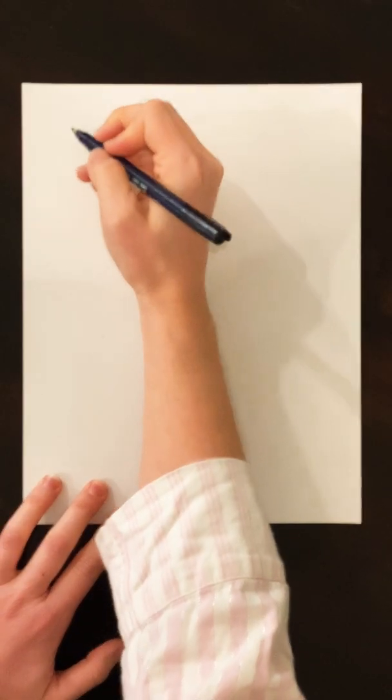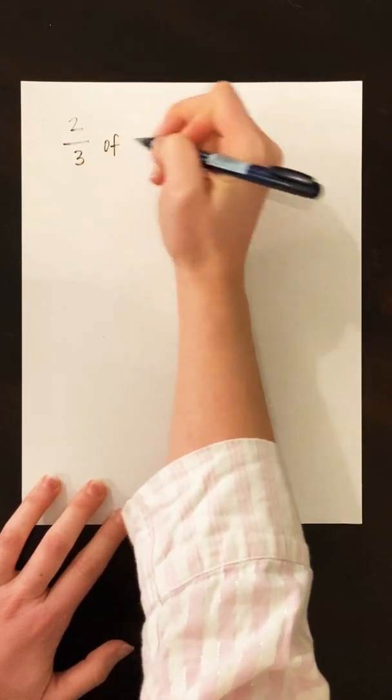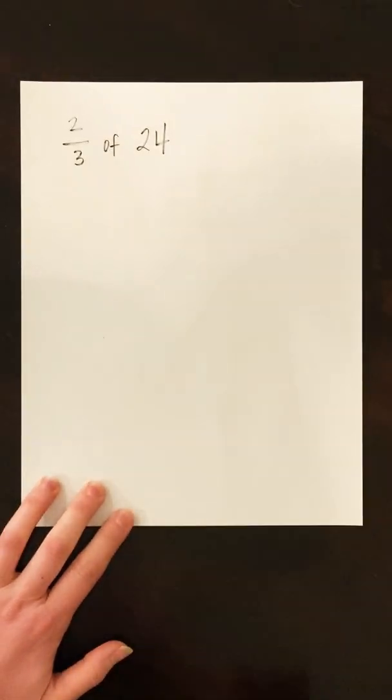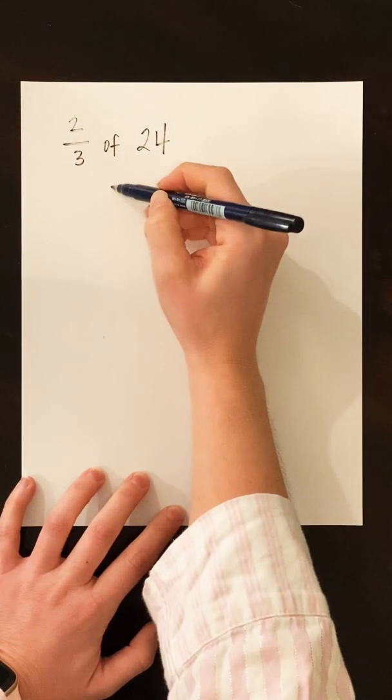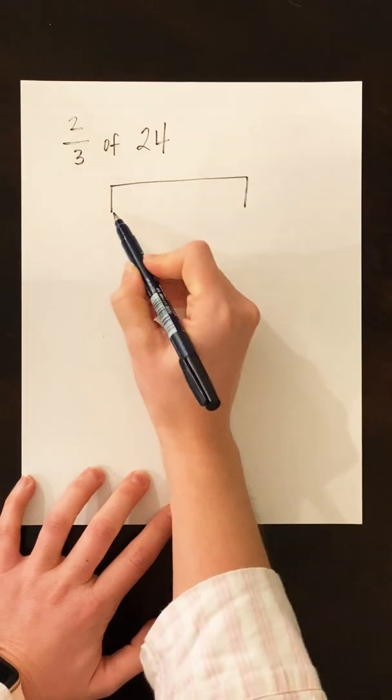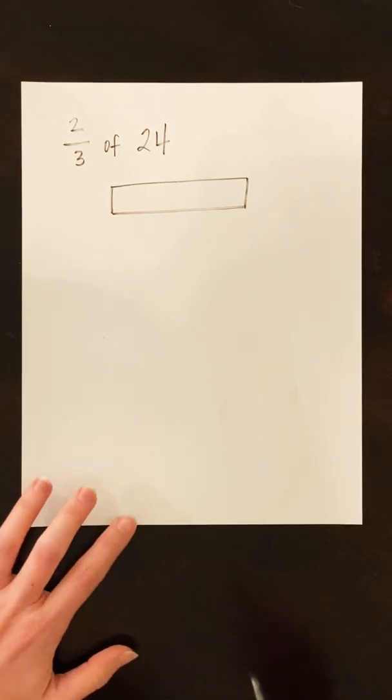So I wanted to show you the two ways we've solved it in class. So if we have 2/3 of 24, I love to think of this visually, and so I'm going to draw a model, and I know that I am trying to figure out a fraction of a whole number. So this might mean I have 24 students and I'm trying to figure out how many are in a fraction of that, in this case 2/3.